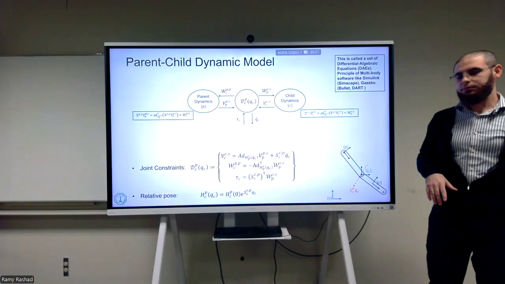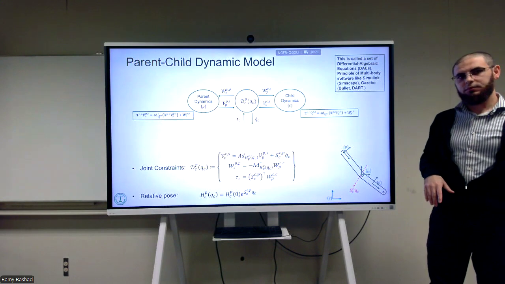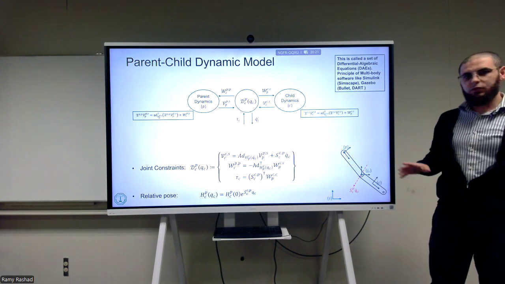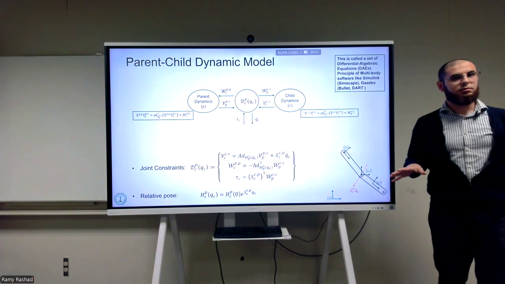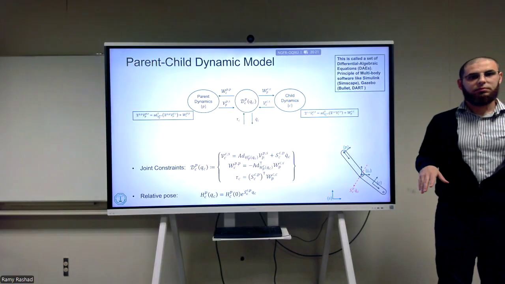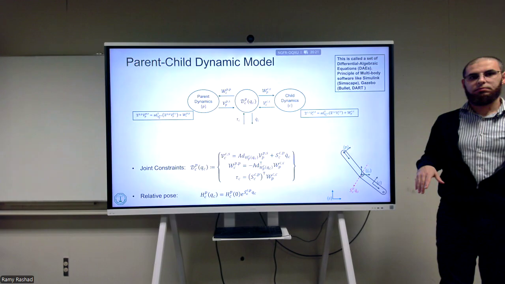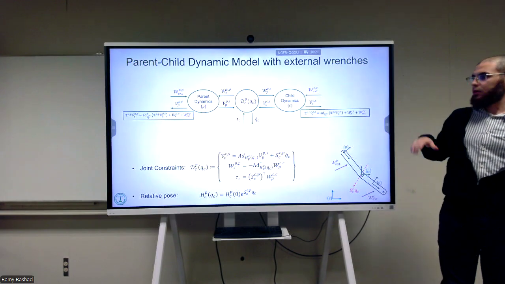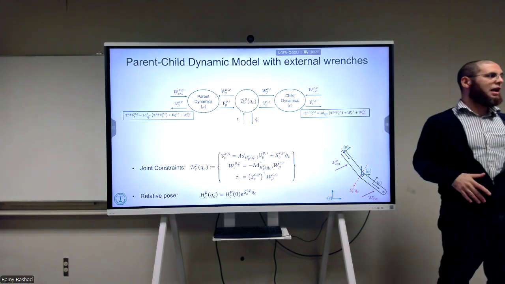These constraints are only for these 2 links, it's not generalized. What do you mean by not generalized? So now let's see whether this is generalizable or not. Yes, Aisha.